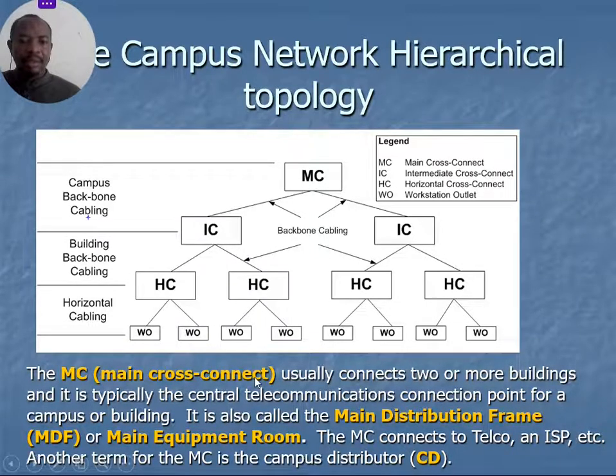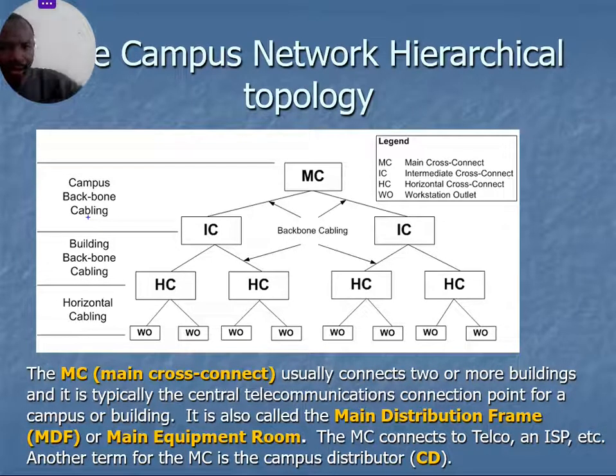Now let's take a look at the MC, the main cross connect. It usually connects two or more buildings, and it's typically the central telecommunication connection point for a campus or a building. It's also called the main distribution frame. MDF is also called the main distribution frame.